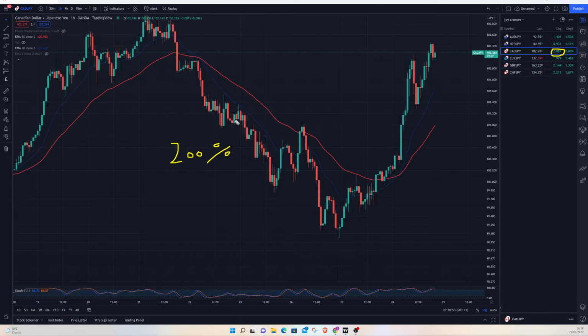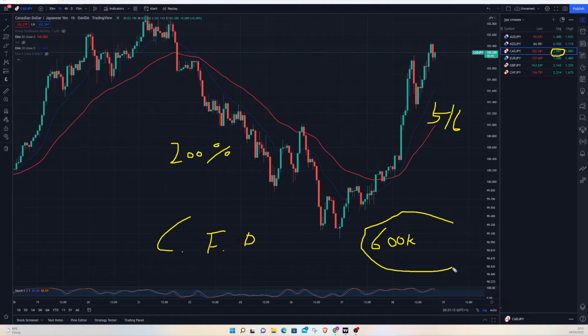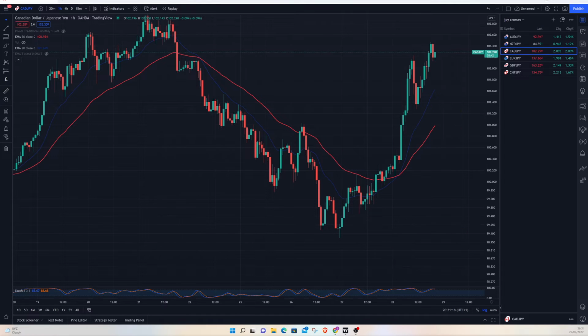First and foremost, it's a leverage product. It's a CFD, or spread betting. So my contract was around £600,000. For me to capitalize, like 5-6 thousand, is using a leverage product to capitalize on that. So that's the first thing. It's a leverage product.